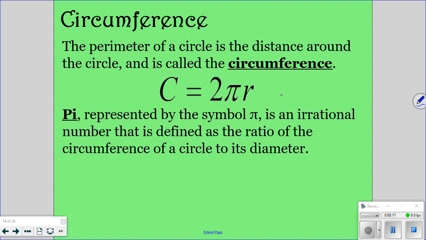And so we just went over that the diameter is always 2 times the radius. So 2 times radius times pi is really the same thing as diameter times pi. And so if you divide by the diameter, circumference over diameter is what pi equals.